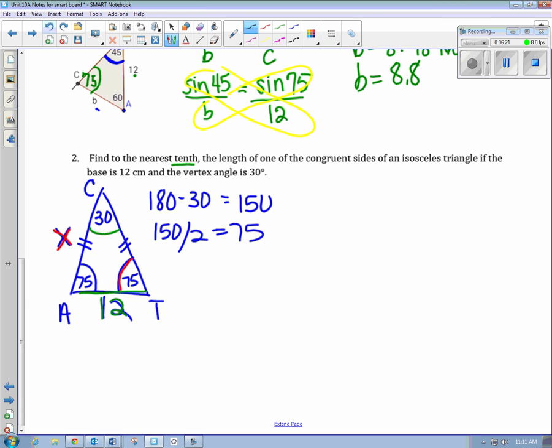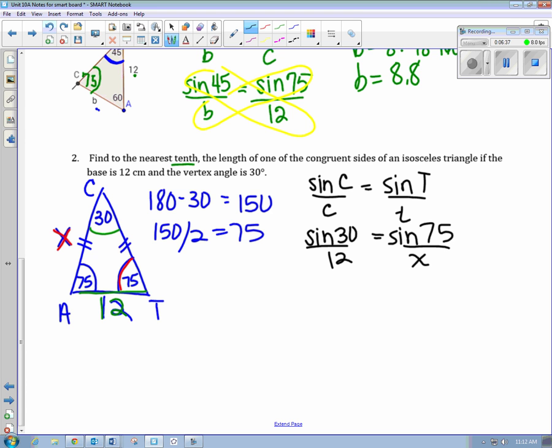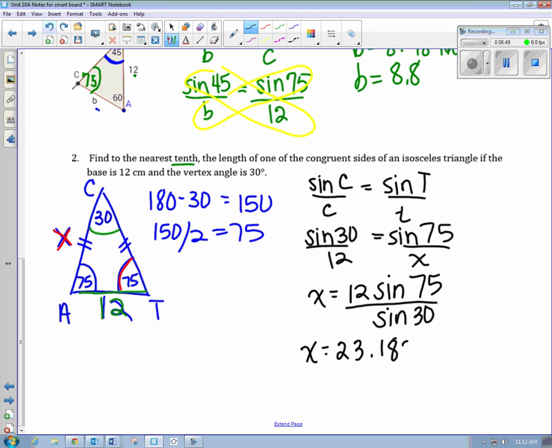So I have the sine of C over C equals the sine of T over T. And I'm going to substitute in what I know. So this is sine 30 over 12 equals sine 75 over x. And then I'm going to cross multiply and solve. In this case, I end up with, again, a long decimal, which I am asked to round to the nearest tenth.